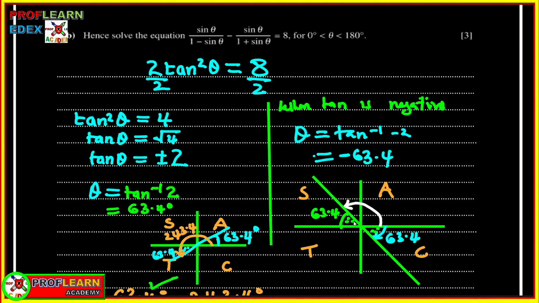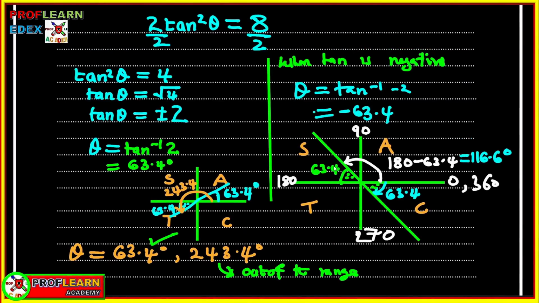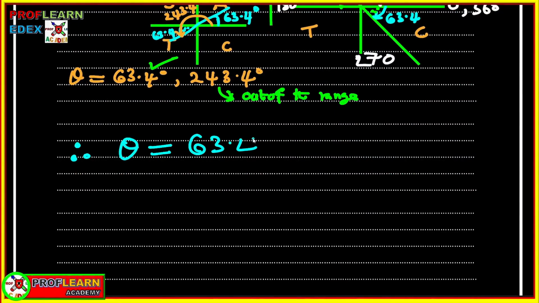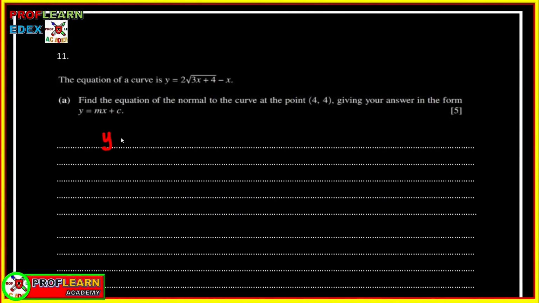So this is going to be 180 minus 63.4, and so that's going to be what? Let's just use our calculator and try to find that. 116.6. Yeah, so this also is within the range. So the two angles that were required for this question are these two values that we have there.